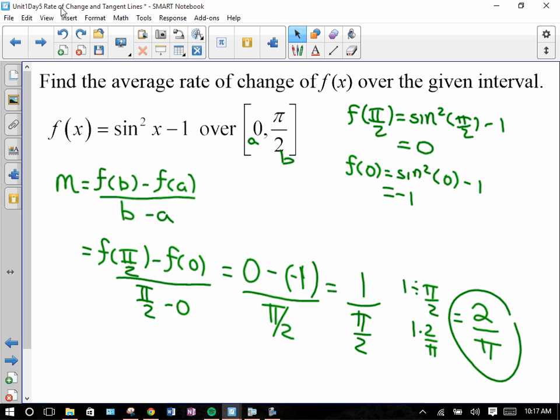But in all seriousness, guys, that wasn't that hard. The only really tricky part is remembering sine of pi over 2 and sine of 0. All you do is add and subtract, and then you do the division.